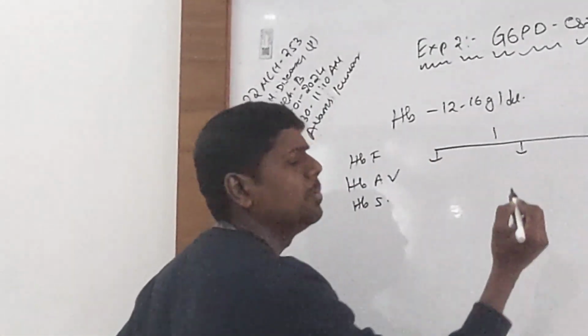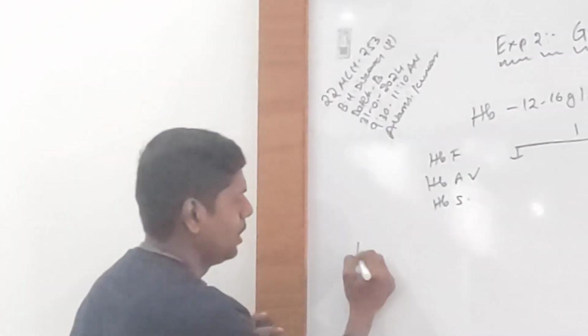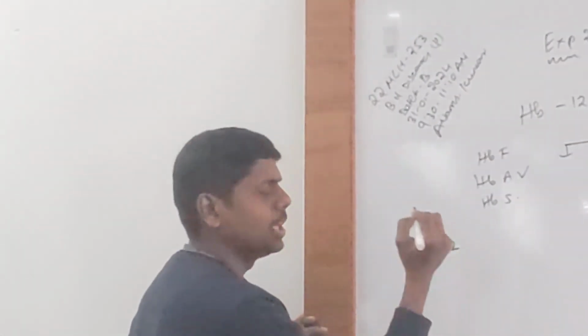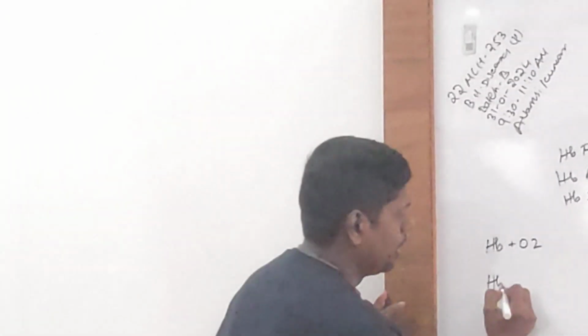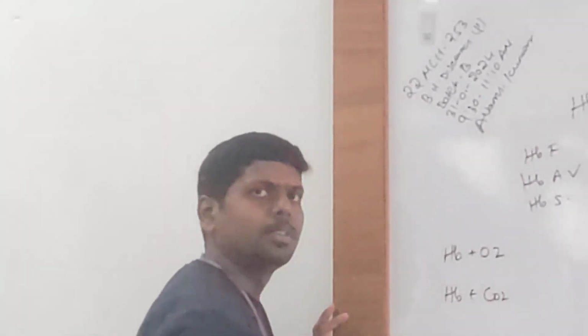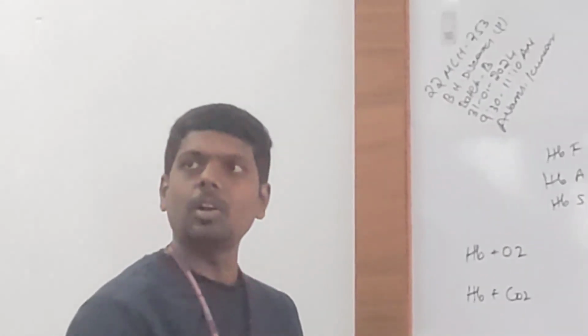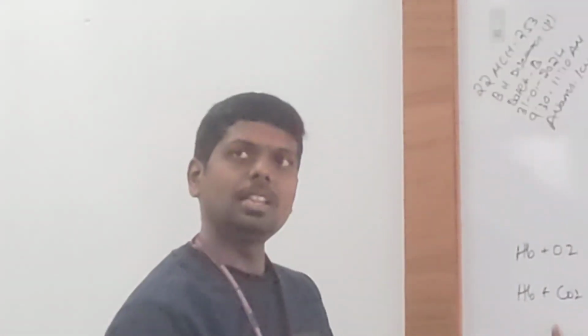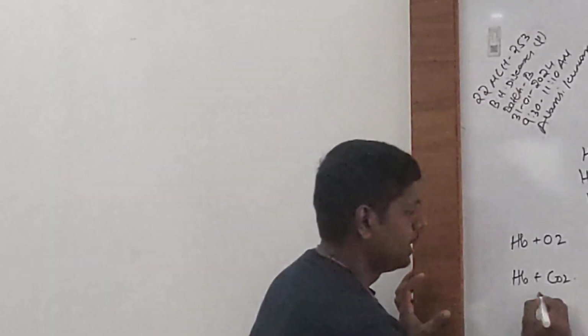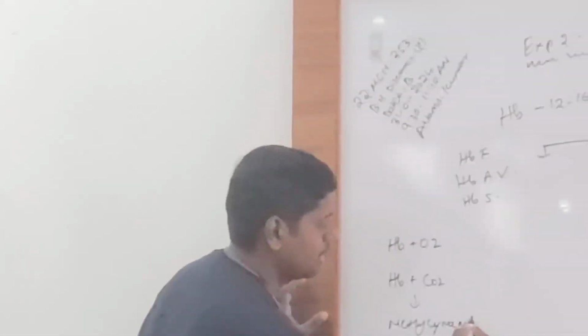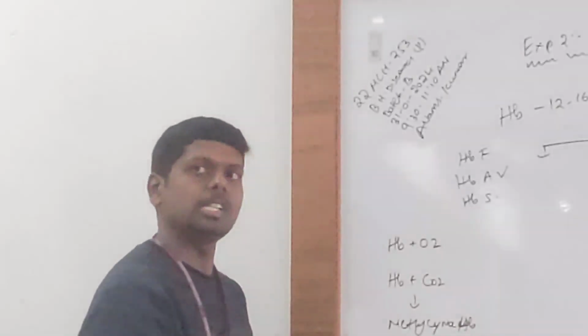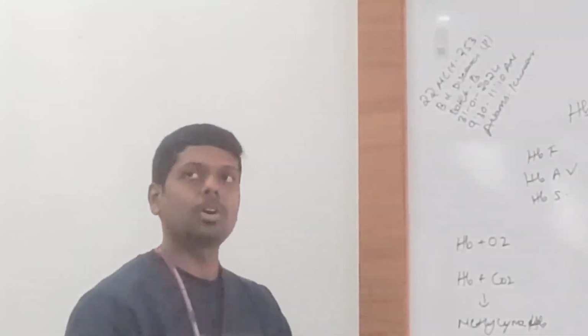So there are various forms of hemoglobin. I will tell you. Hemoglobin in association with oxygen, that is called oxyhemoglobin. Then hemoglobin with carbon dioxide, this is carboxyhemoglobin. This will be detected in the form of cyanohemoglobin. Okay, method is with cyanohemoglobin.